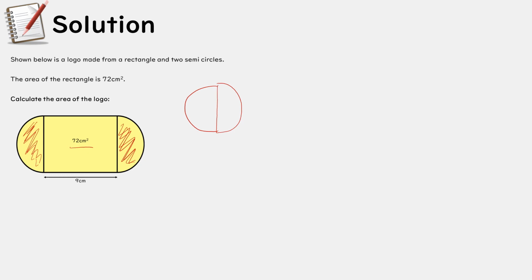So let's just say this one was called semicircle A, and this one semicircle B. When we put them together, it's just one circle. So all we need to do really is find the area of that circle and add it on. Okay, well, to find the area of a circle, we need the radius. Well, how am I going to work that out?